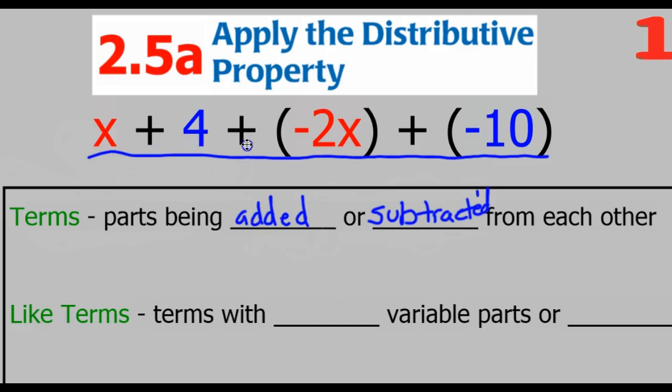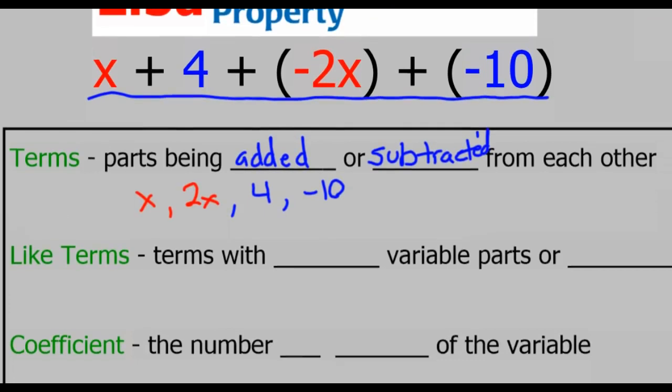If we look at our equation, we have 1, 2, 3, 4 terms that are being added or subtracted. We have x, and we have 2x. We have 4, and we have -10. Those are our terms of our equation.